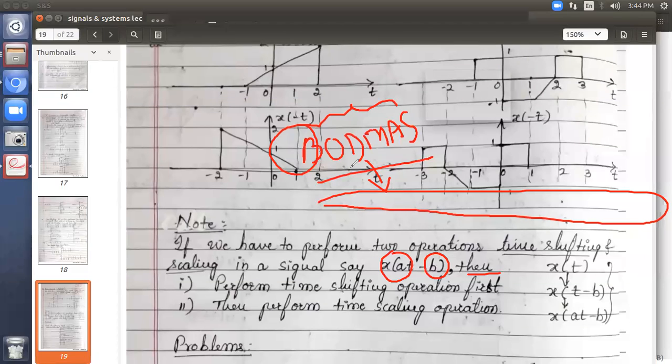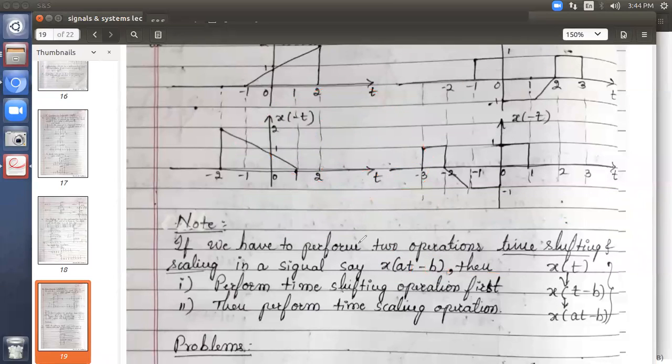If you have these many operations at once, first you have to start with the bracket, then check the order, then go for division, then multiplication, and so on. This is giving you the information regarding the precedence, the priority given to which operation. Likewise, we have here two important operations, scaling and shifting. Which operation has to be given the priority? First you have to perform shifting and then scaling.